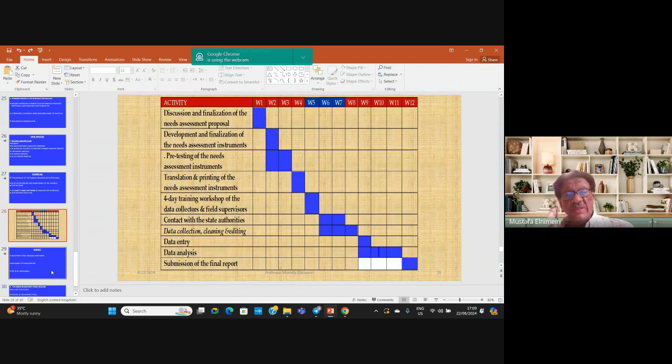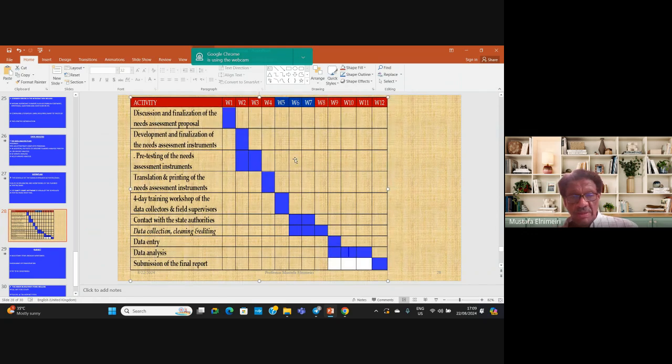For example, in this slide, you can see in the column that we have the scheduled activities, starting with discussion and finalization of the proposal, going up to submission of the final report. And we have also subdivided the remaining part of the chart into week 1, 2, and 3 up to week 12. This will show exactly the timeline of the research project during its implementation.